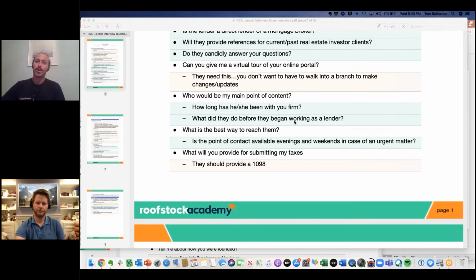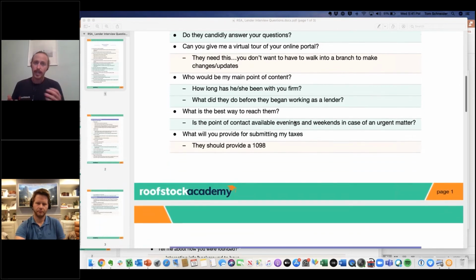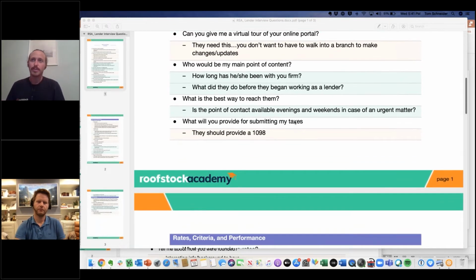Every lender should be giving you what's called the 1098. It just highlights how much interest has been paid for that calendar year.